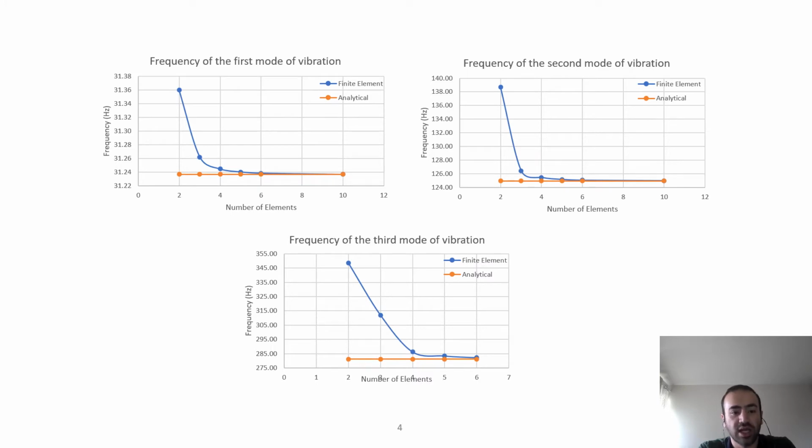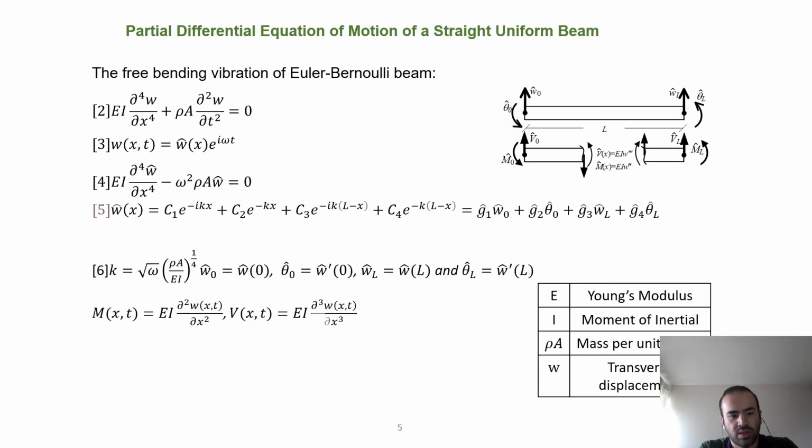And as you can see, as we increase the number of elements in our model, we get closer to the analytical solution. And then another interesting fact is that we get a much higher error when we try to capture higher modes of vibration. In order to resolve this issue, we can replace our model with a spectral finite element model.